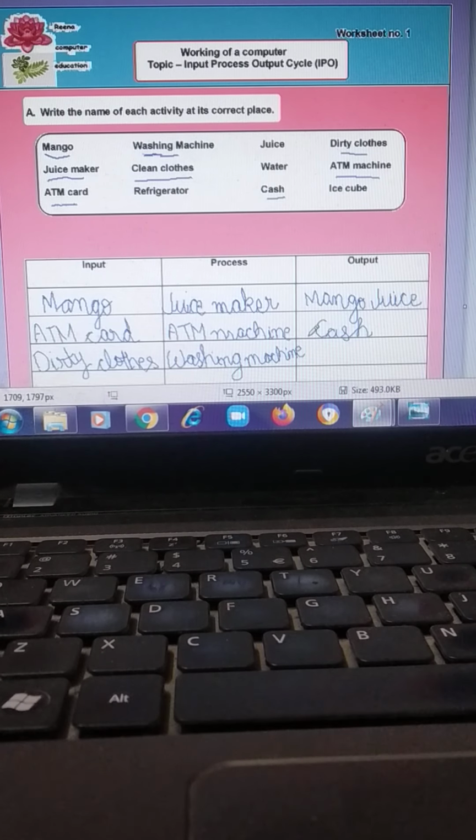So finally our clothes are washed and we got the clean clothes. So write here clean clothes. I think you can write much better. My handwriting is not well today.